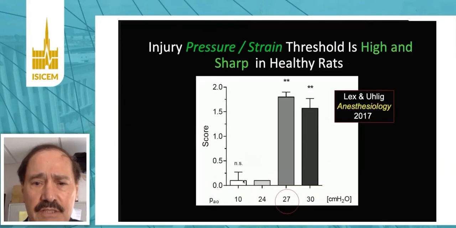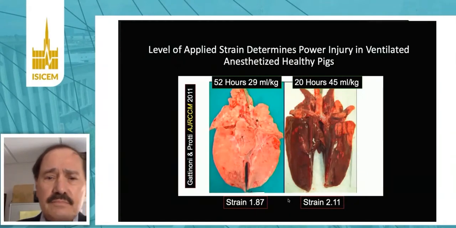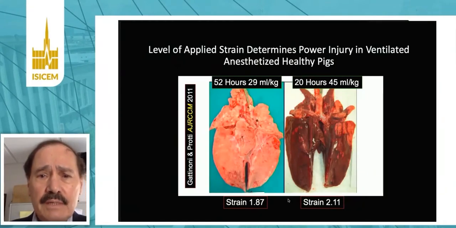And the reason I say that is that if you look at experimental data, these are in rats and by Lex and Uhlig, showing that injury only occurs once you cross a threshold of 24 centimeters of water to 27 centimeters of water, then a dramatic change occurs. Same thing is true for not just pressure, but for power. For example, if I look at 52 hours at a very high tidal volume, but the strain is within a certain limit, 1.87 here, not much happens to the lungs at the end of 52 hours.